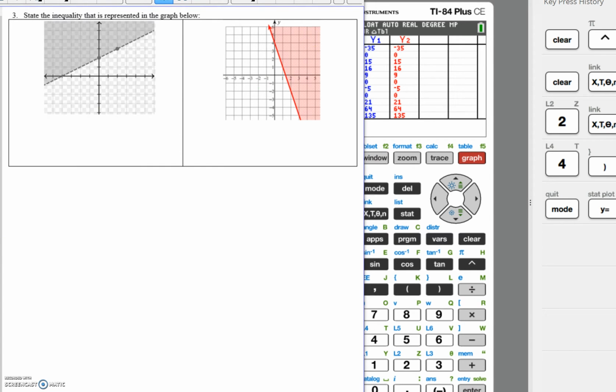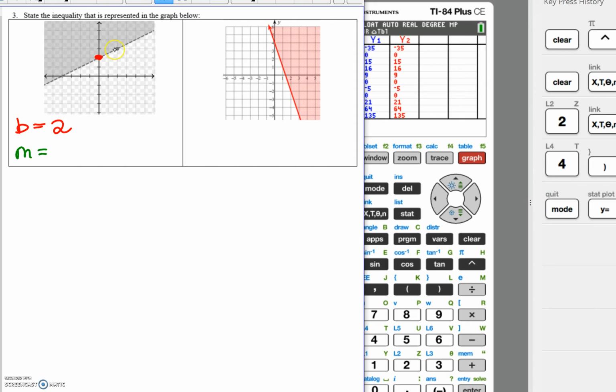The next question would be number 3, and it says, state the inequality that represents the graph below. So an inequality looks like an equation which is y equals mx plus b, except instead of an equal sign, we're going to replace it with an inequality symbol. So what we need to figure out is, what is our b term, which is the y-intercept, where it crosses the y. We should see that it crosses the y at a positive 2, and our m term, which is the slope, is how much it moves from one point to another.